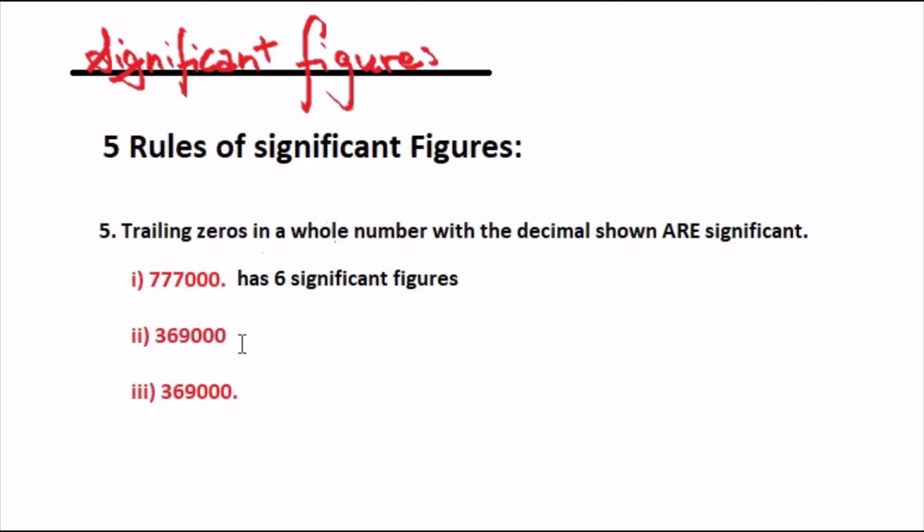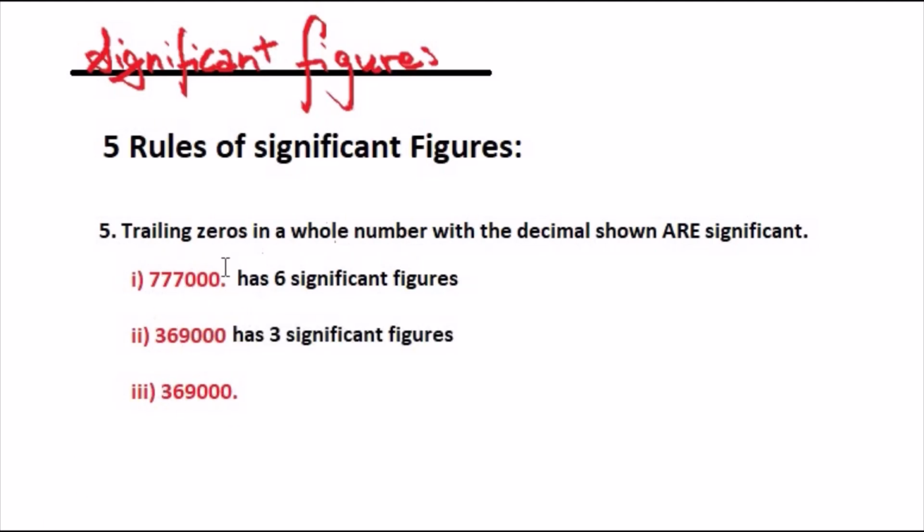So next, 369,000 has how many significant figures? 6 or 3 significant figures. If you said 6, that's not correct. However, if you said 3, then you are correct. This number has only 3 significant figures. Why is that? These are trailing zeros, yes, but we have no decimal point at the end, so they are not significant. So this number has only 3 significant figures.